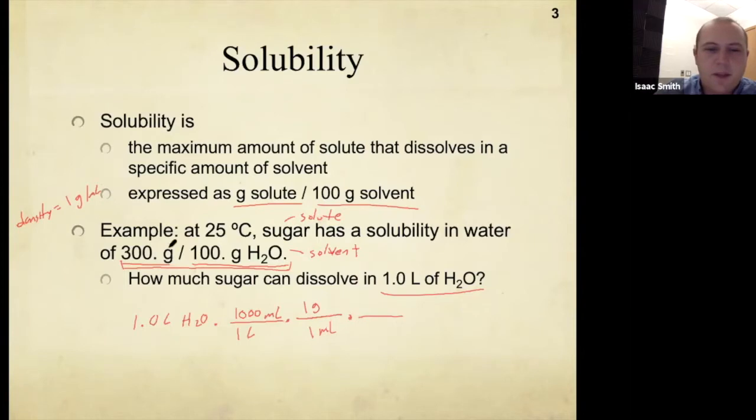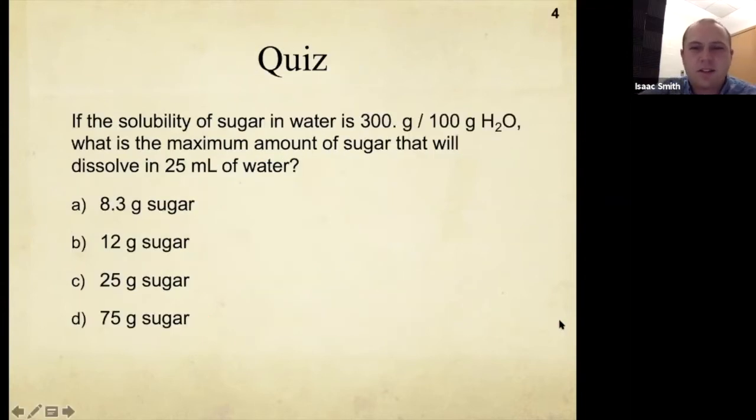And then we can use, sorry, I should be labeling, this is grams of water for every 1 milliliter of water. And then using our solubility, we can put 100 grams of water on the bottom and 300 grams of sugar on top. And that will give us our answer. So liters cancel, milliliters cancel, grams cancel, and we're left with grams of sugar as our units. And that's what the question's asking, right? How much sugar can dissolve? So go ahead and pause the video and try this one out on your own.